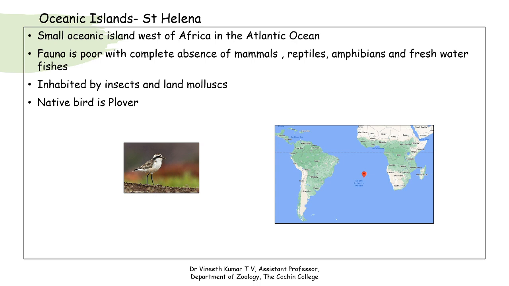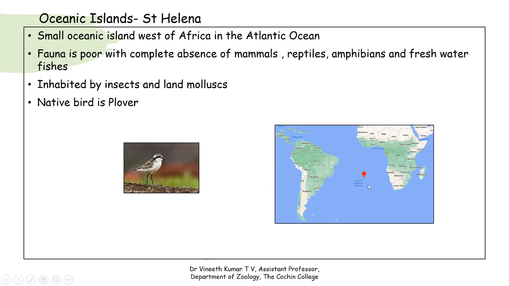Coming to the second example of oceanic islands, that is Saint Helena. This is a small oceanic island present in the Atlantic Ocean, west of Africa. The fauna is very poor, with the complete absence of mammals, reptiles, amphibians, and freshwater fishes. They are mainly inhabited by insects and land mollusks.